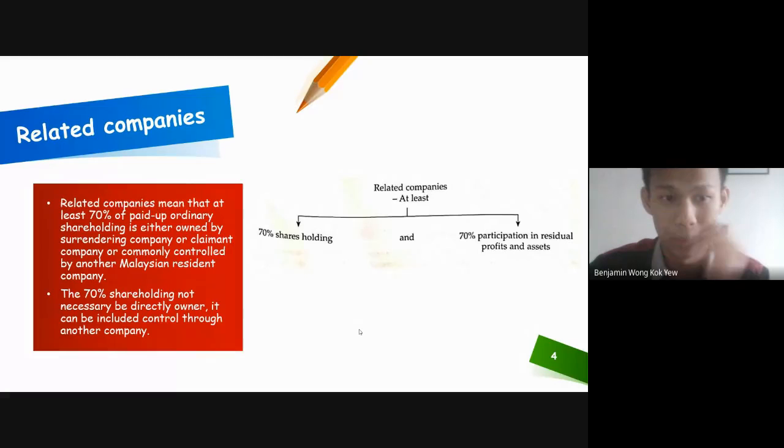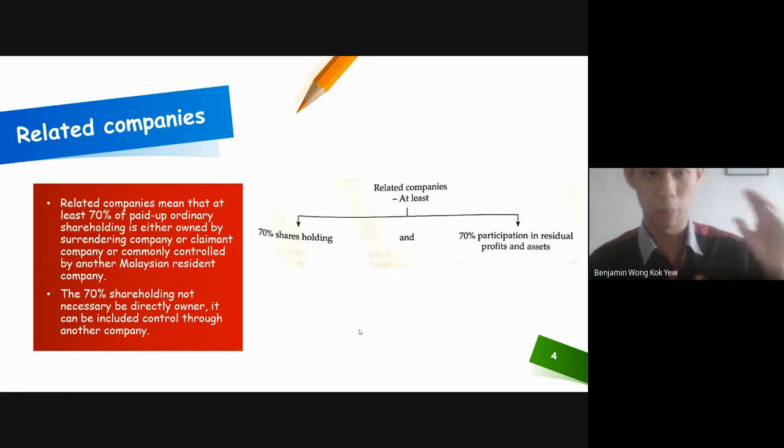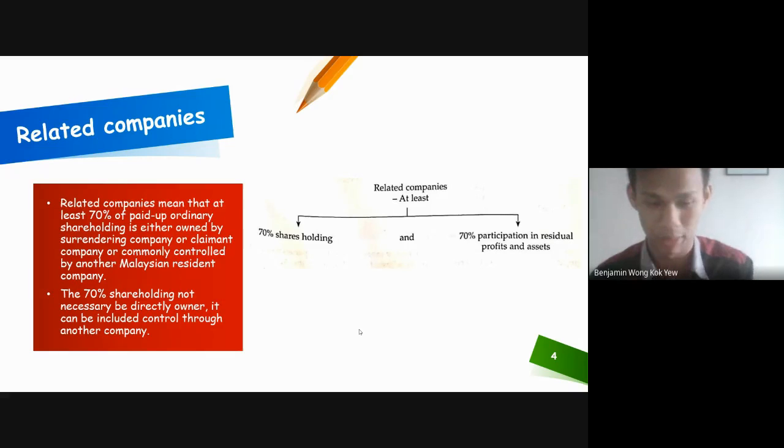For related companies, it means that at least 70% of the paid-up ordinary shareholding is either owned by the surrendering company or claimant company, or commonly controlled by another Malaysian resident company. The 70% shareholding is not necessarily directly owned; it can include control through another company. So the second one means that even though company A is the company that controls B, A can control C as well because B owns C. So A indirectly owns C in some way. There are two examples I'm going to show you now.